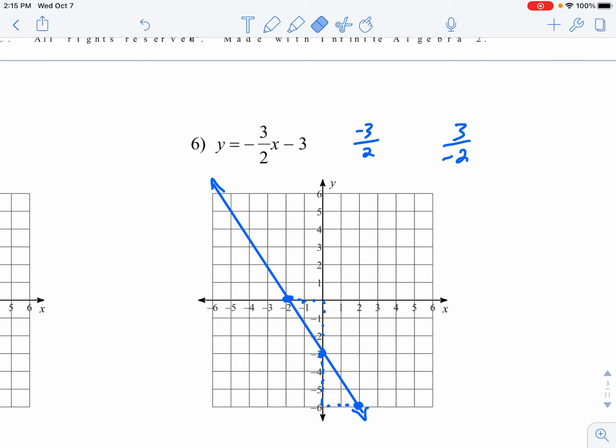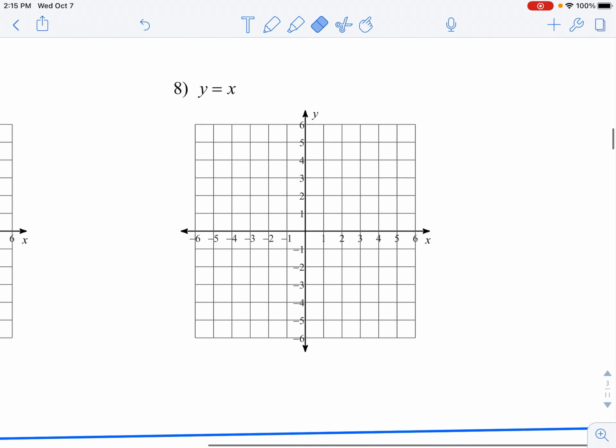So when you have a negative slope, just keep in mind, it's going to be a line that goes downhill. Generally, you go down and over to the right, and if you're just looking for one rule to follow, that's the rule, down and over to the right. But you can go up and over to the left and accomplish the same thing if you want to.